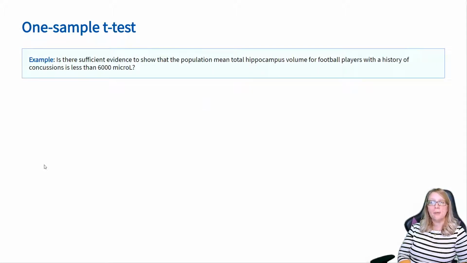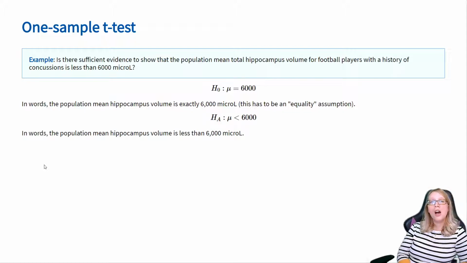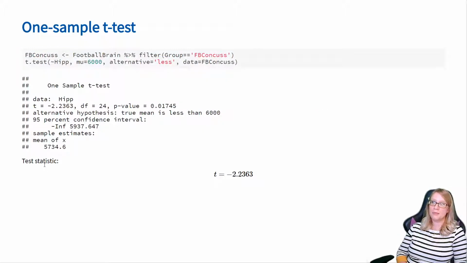So let's take a look at an example. Is there sufficient evidence to show that the population mean total hippocampus volume for football players with a history of concussions is less than 6,000 microliters? Our null hypothesis is that the population mean mu is exactly equal to 6,000 microliters. Our alternative hypothesis is that the population mean mu is less than 6,000, that is, the population mean hippocampus volume is less than 6,000 microliters.